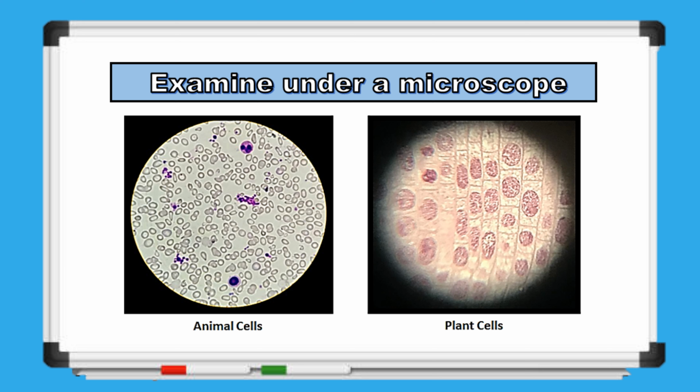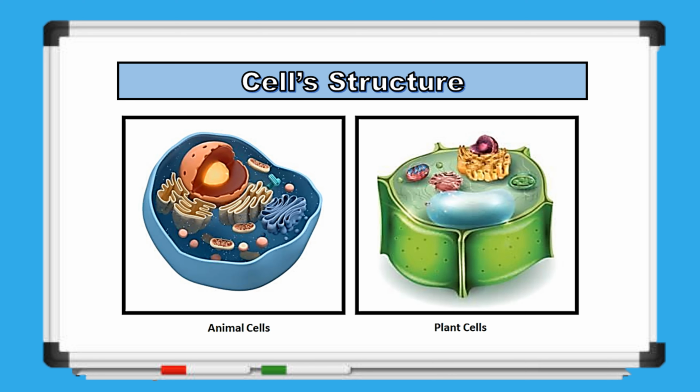Let's explore the differences between animal and plant cells by examining their structures more closely, one at a time. This is how the structure of an individual cell appears. By examining it closely, we can identify the similarities and differences between animal and plant cells.